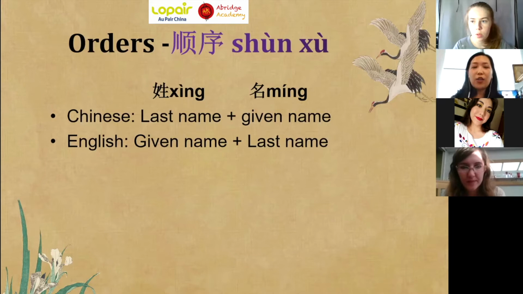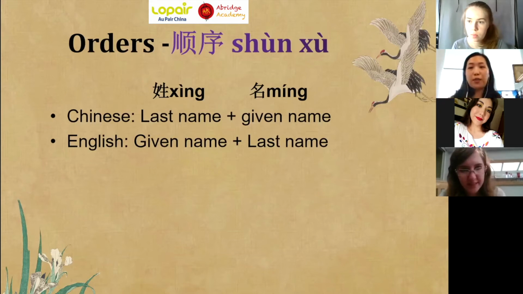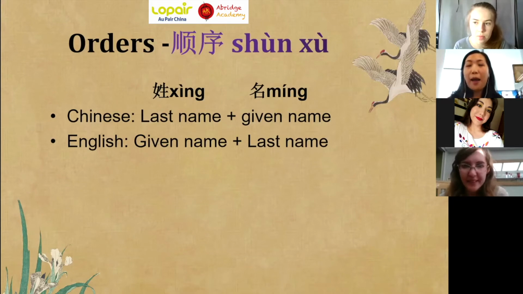You see, Chinese always puts the last name first and then comes the given name. And English puts the first name first and then the last name. So the order is opposite, right? Okay, so here I put two characters. Last name in Chinese is 姓. And this is the given name, 名. Put together, 姓名, it's name.